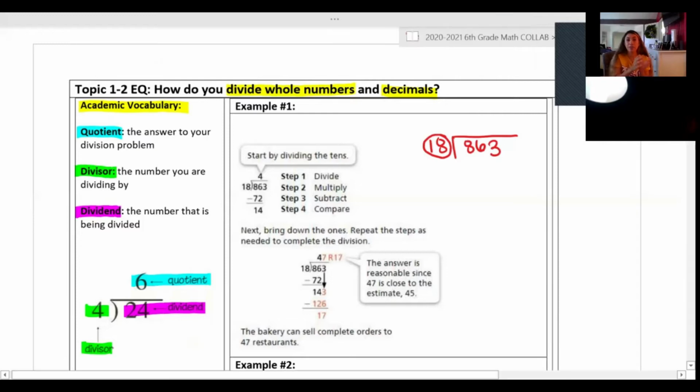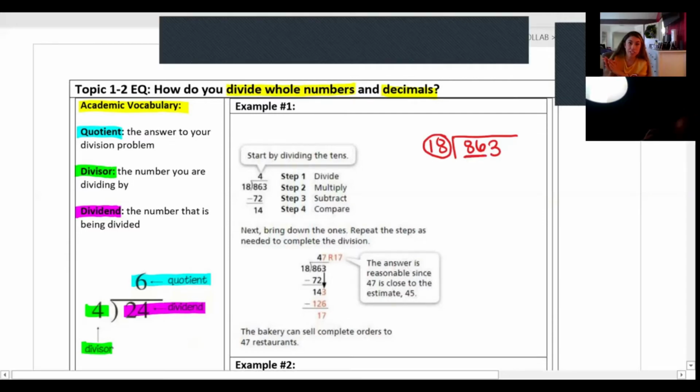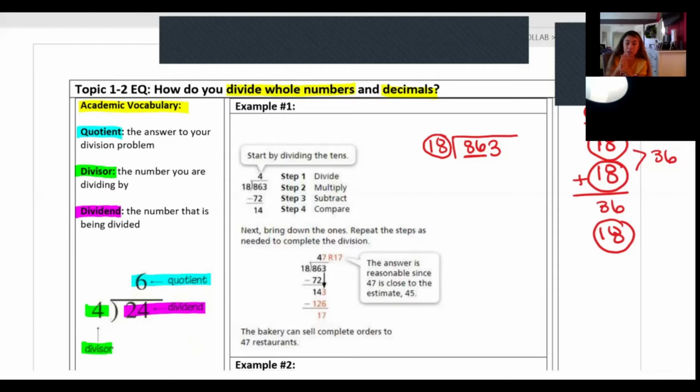We're going to see how many groups of 18 can go into 863. We start all the way to our left. It can't go into 8, so we need to go to our next value, which is 6. Can 18 go into 86? How many groups of 18 can go into 86? How many times can we fit 18, again and again, till we get close to or exactly 86. If we add 18 plus 18, we know that's 36. Then if we add 18 again, because 36 is nowhere near 86, we can keep going.